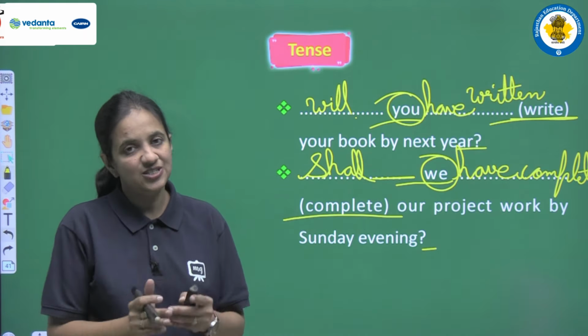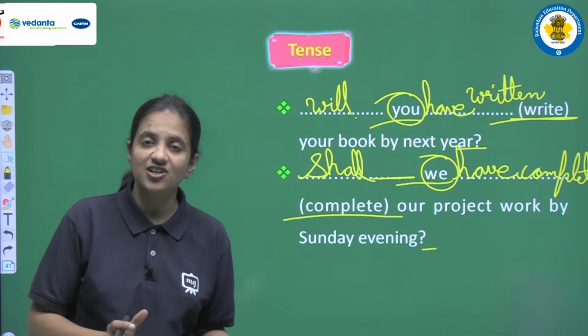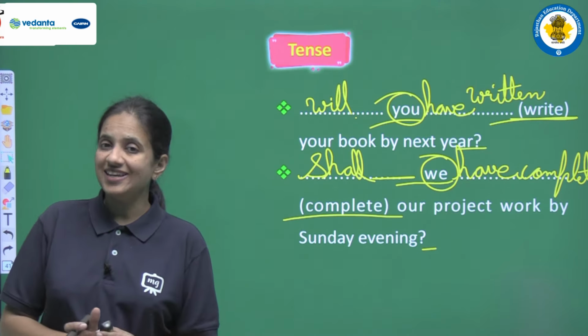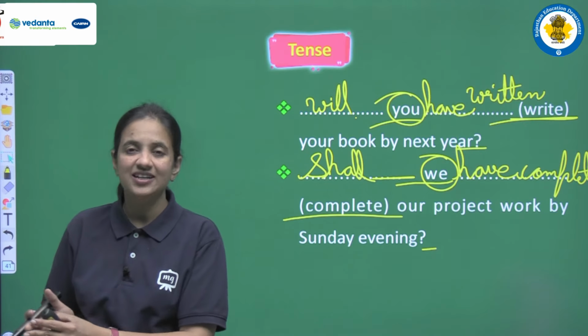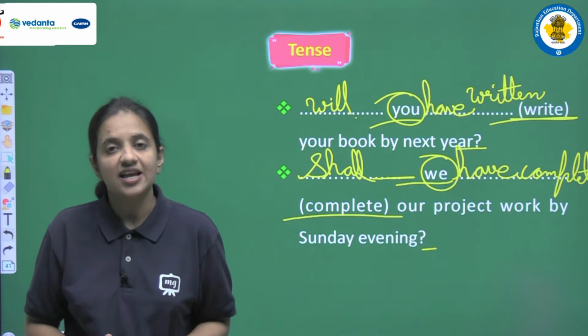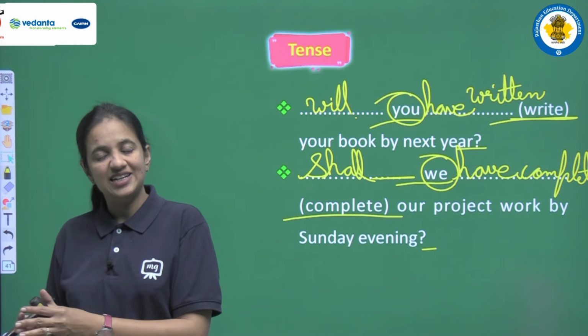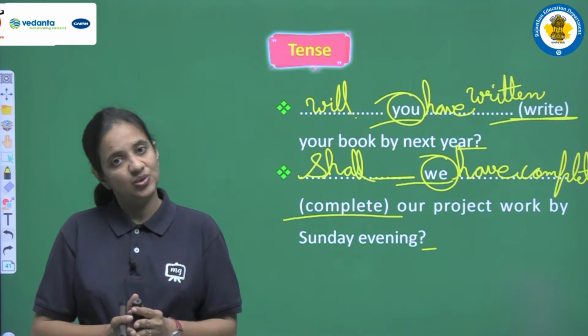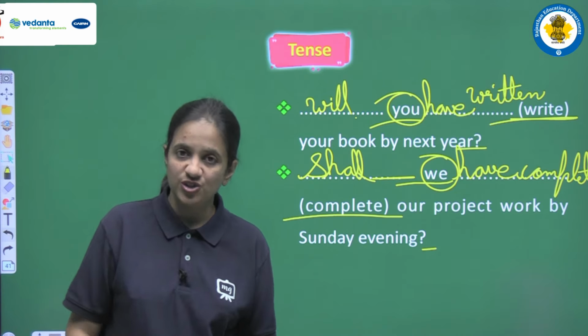Clear? So just be careful about the structure of negative and interrogative sentences, and just learn this thing, that if we are having a negative sentence, then not will be there in between the two words, and if we are having an interrogative sentence, then our subject will be there in between the two words. Okay, so this is all about future perfect tense.